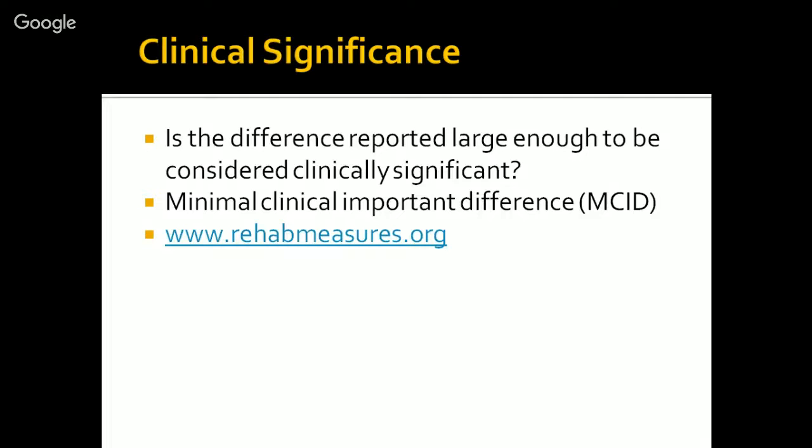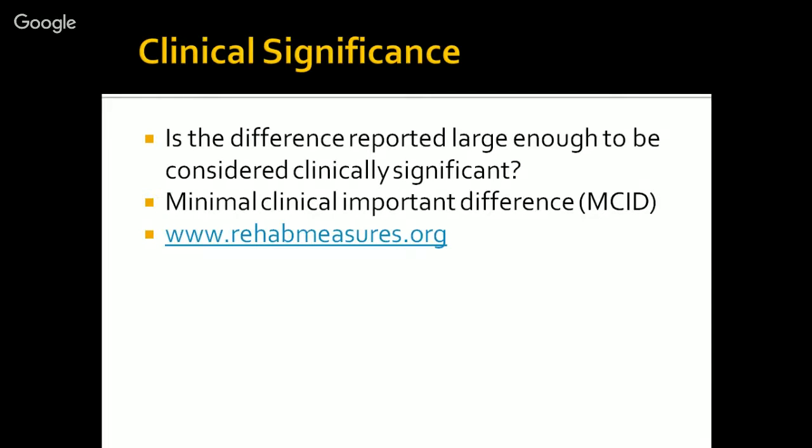In case they have not provided it, you can get this information by searching the database rehabmeasures.org. This database consists of several outcome measures and their MCID values. So from the article you can find out what outcome measure they used, search for the outcome measure in Rehab Measures, and find out what the MCID value is.